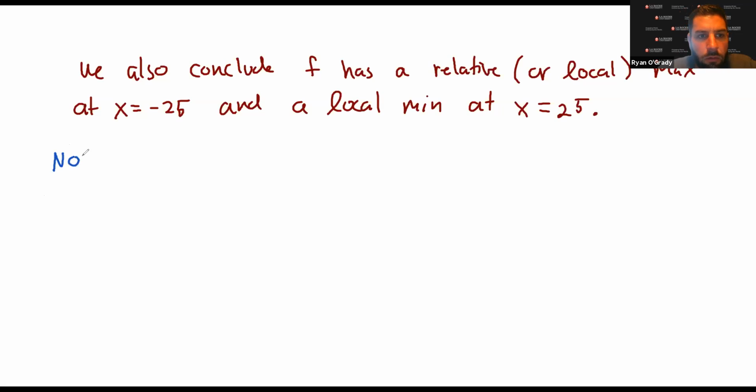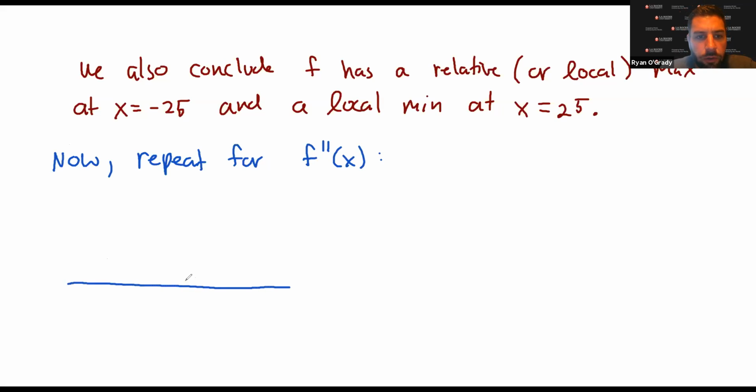So now let's repeat. We're going to repeat for the second derivative. If I make my sign chart, the only place the second derivative changes sign is at 0. Remember, the second derivative is 2x if you're keeping score at home. And so clearly when x is, this should not say x here, by the way. It should say 0.